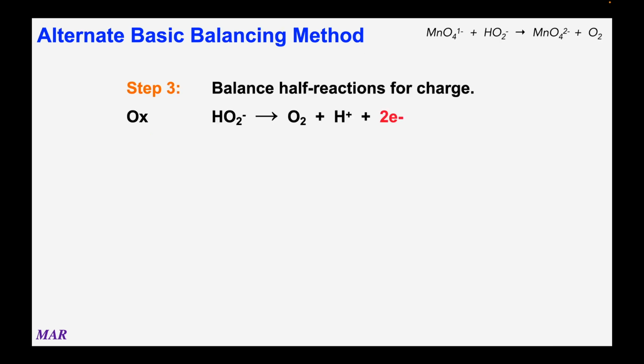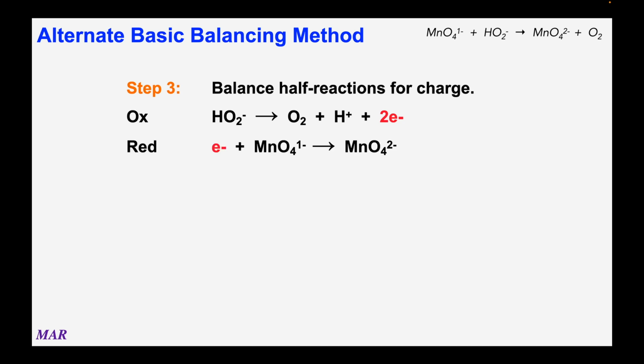Next step is to balance the half reactions for charge. We can only add negative electrons at this point. So the peroxide has a -1 charge. The product side is oxygen, which is 0. H is +1 here. And you can see that O2 and H plus has an overall +1 charge. And that's a lot different from the -1 on the peroxide on the reactant side. So if you add 2 negative electrons to the product side, now you've got O2 0, H plus +1, and 2 electrons -2, so -2 + 1 is going to give you the same charge you have for HO2 minus, -1. So we're going to add electrons as products in this step.